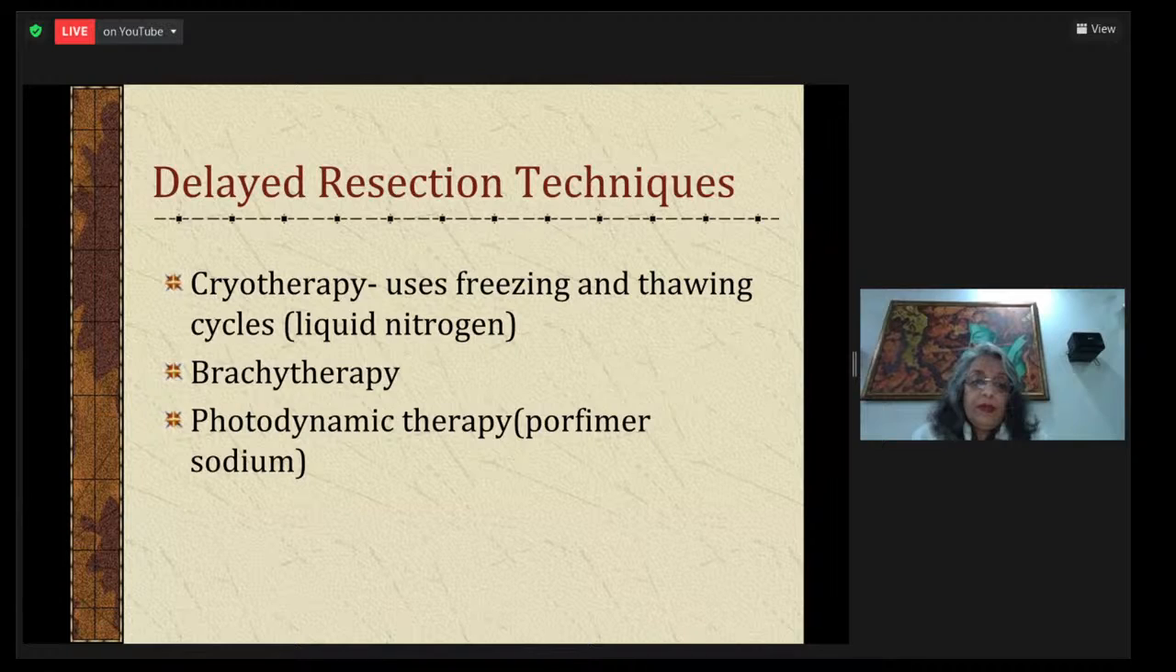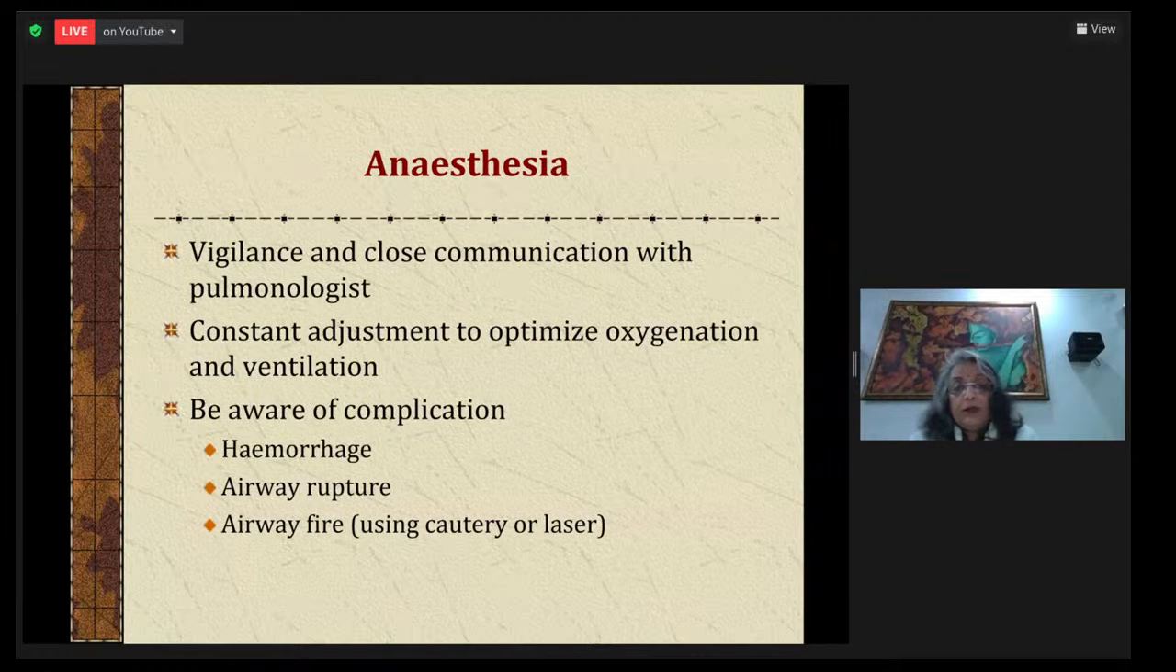Brachytherapy and photodynamic therapy using porfimer sodium are other resection techniques, but these are usually palliative. The main cornerstone of anesthesia, vigilance and close communication with the pulmonologist, is very important. We have to make constant adjustments to optimize oxygenation and ventilation, and must be aware of complications like hemorrhage, airway rupture, and airway fire when using a cautery or a laser.